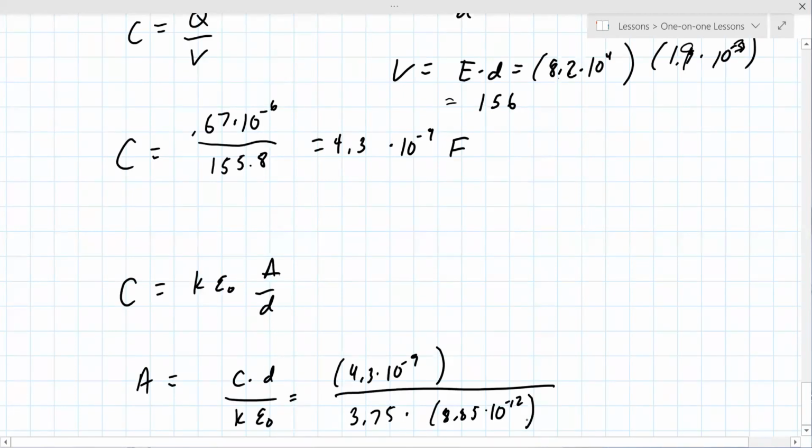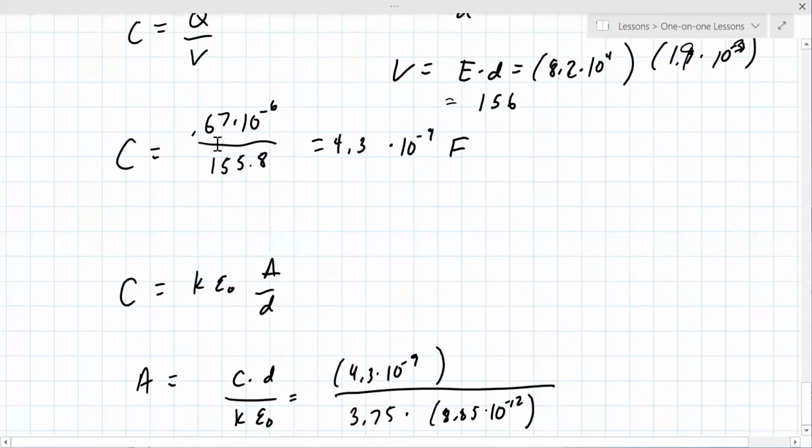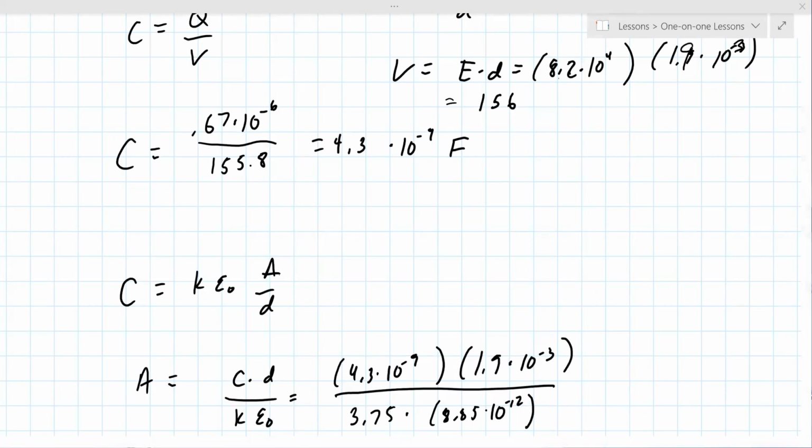And then why is it 0.001? I'm trying to figure out what's going on in this problem. So it is the distance apart. Your distance apart is 1.9, so it's 1.9 times 10 to the minus 3. All right, so it's C times.